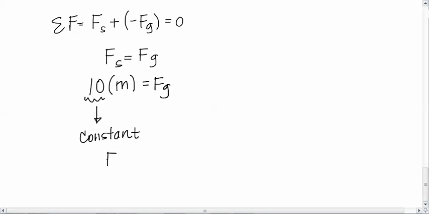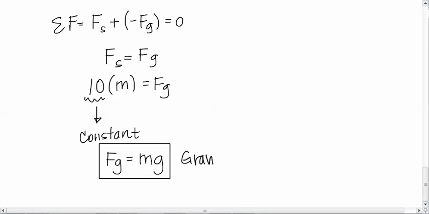So the gravitational force is, we usually put the g second, so m for the mass times g, mg. This is the gravitational force. It also has another name. It's also the weight.